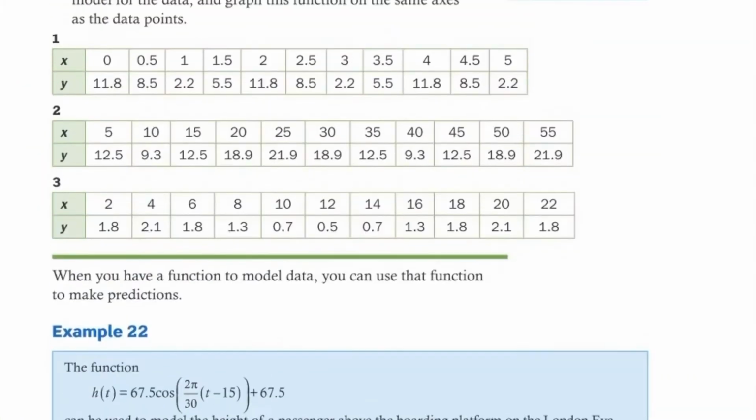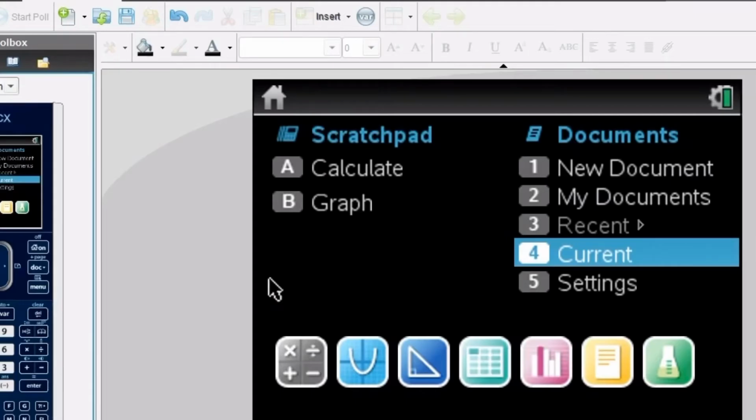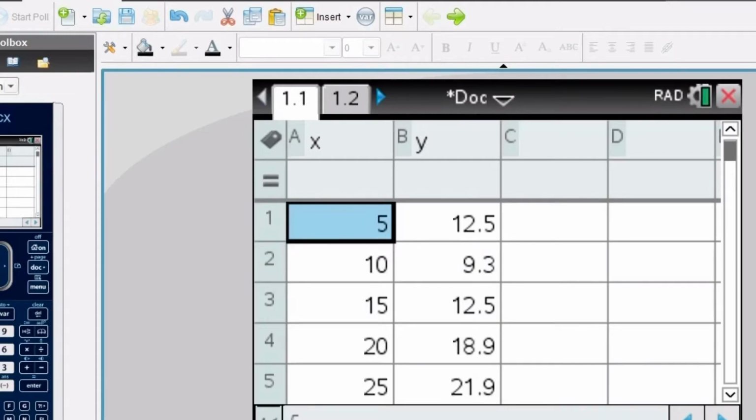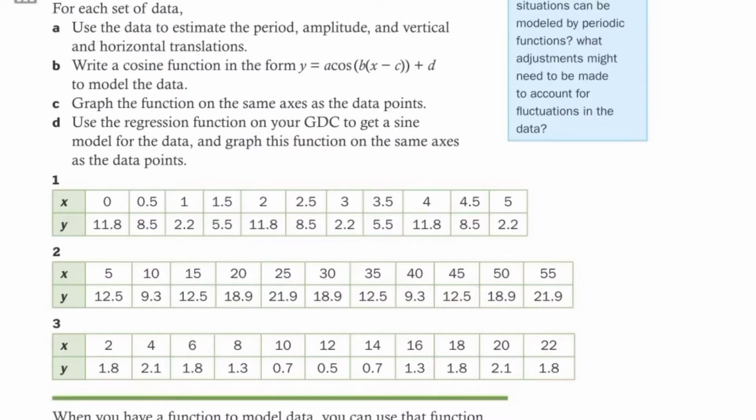So for exercise 13L, you're going to want to take your GDC and put in the information. So here's my data that I've already typed in for question 2. I've jumped ahead a step, I've graphed this function on the same axis, and I'm going to use the regression function on your GDC to get a sine model. You can do C and D first, then A and B, or A and B then C and D, it doesn't really matter. So if I do C and D first here, you can see question 2 here.